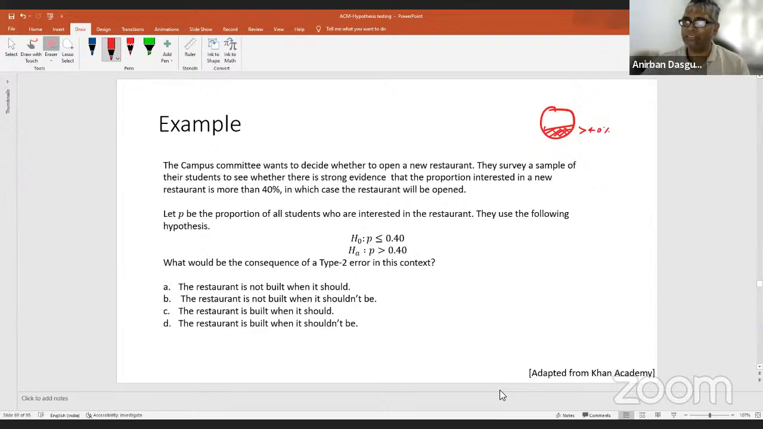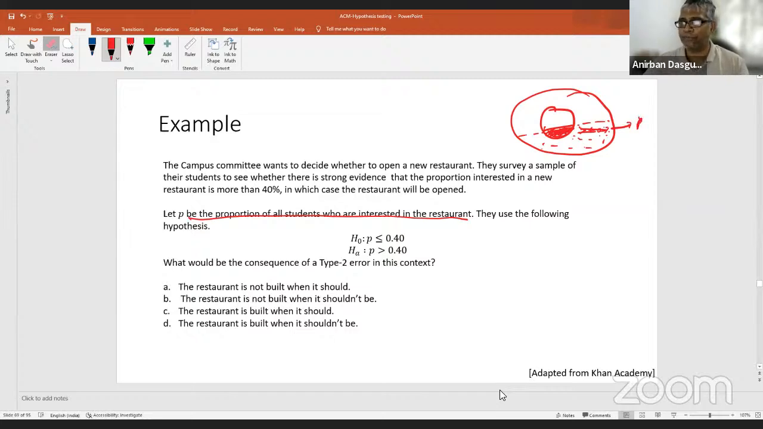They want to see whether in the entire population the fraction that is interested in a new restaurant is more than 40%. If that is the case, the restaurant will be opened. They calculate the fraction in the sample, and then based on that, they want to infer the fraction of interested people in the entire population. Supposing P is the proportion of all students who are interested in the restaurant. So P is the fraction in the population, right?